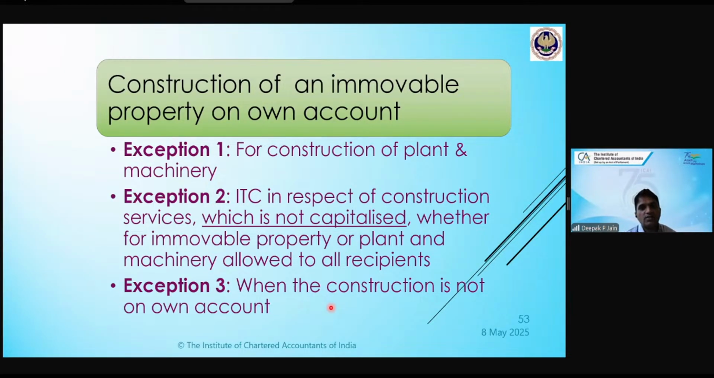So on the whole, ITC is not available on personal consumption. Correct. So if you claim for business and then use for personal, so whatever you have used for business, then you're moving it for personal, so then you will have to reverse the credit.